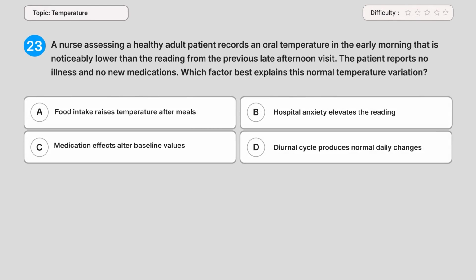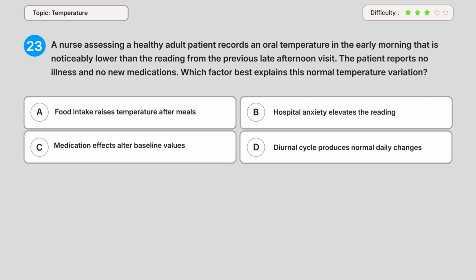23. A nurse assessing a healthy adult patient records an oral temperature in the early morning that is noticeably lower than the reading from the previous late afternoon visit. The patient reports no illness and no new medications. Which factor best explains this normal temperature variation?